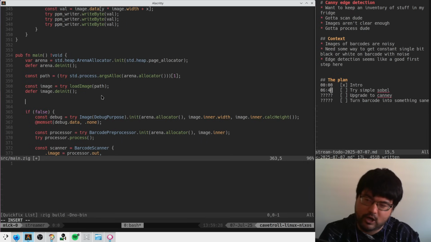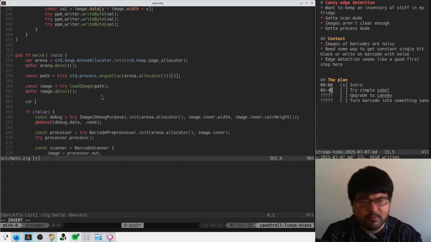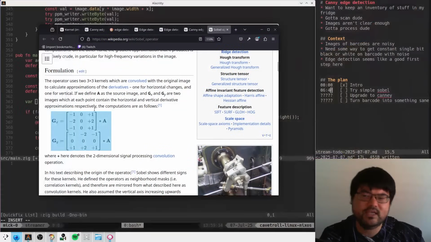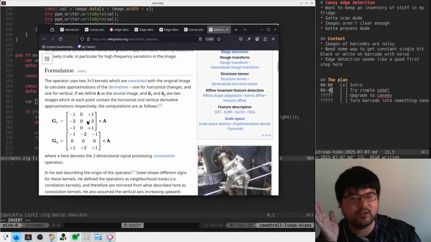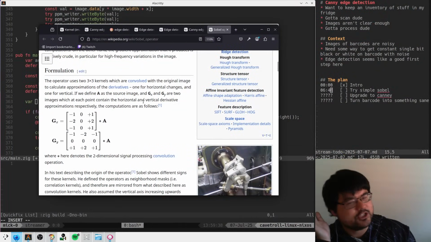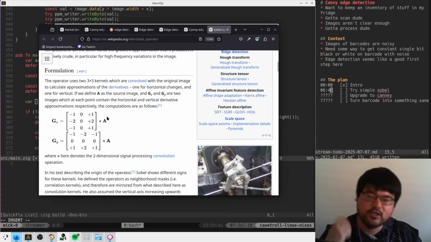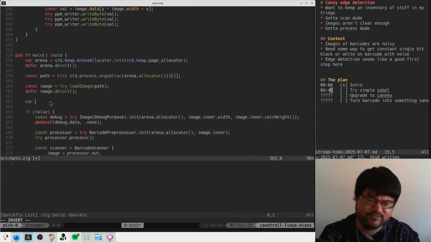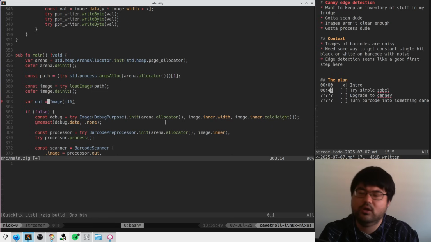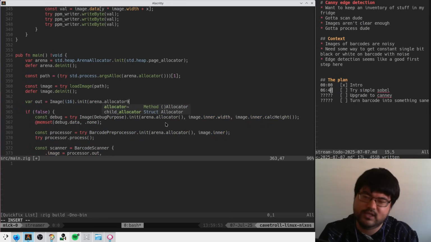I guess we make an output image. It looks signed to me, right? It looks like you have a gradient generated by this thing that could be positive or negative. So I think our output image is signed. So let's do some I16s or something. That seems reasonable. And let's allocate some space for this thing.